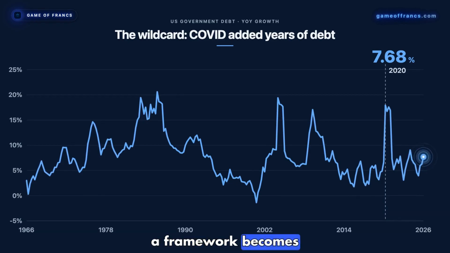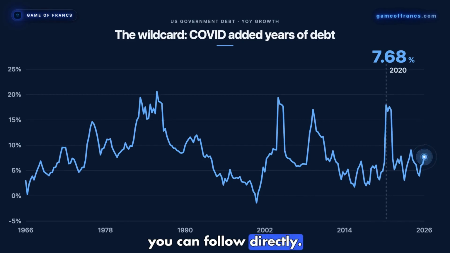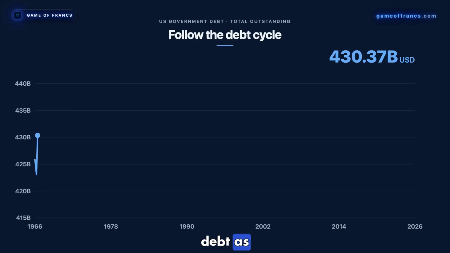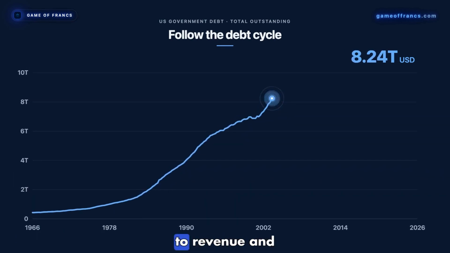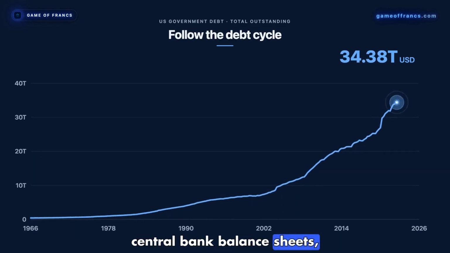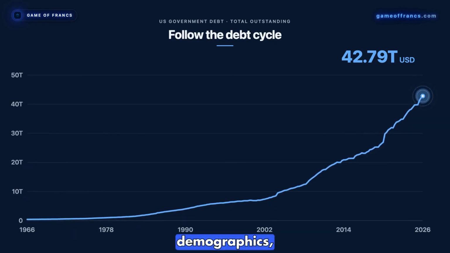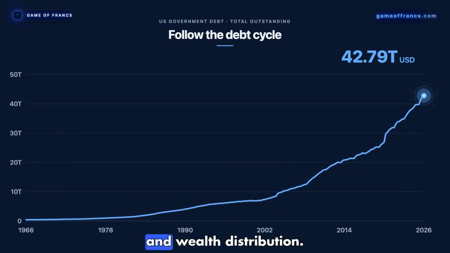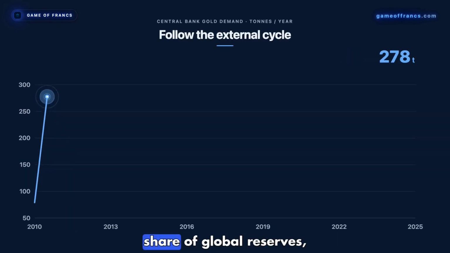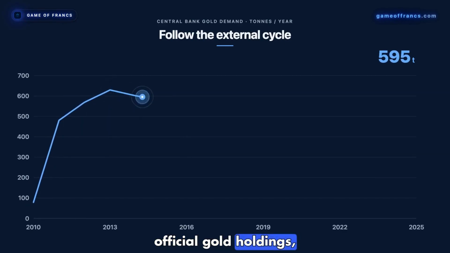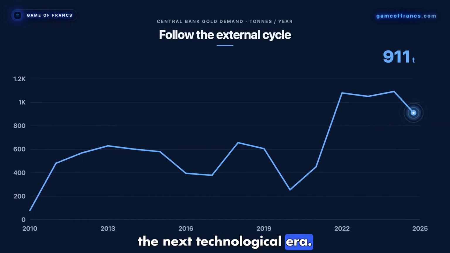So this is where a framework becomes a practice. Each cycle maps onto indicators you can follow directly. For debt as a share of GDP, the path of interest rates, the ratio of interest to revenue, and central bank balance sheets, read alongside inflation. For the internal cycle, demographics, the inflation trajectory, and wealth distribution. For the external cycle, each country's share of global reserves, official gold holdings, trade balances, and the critical minerals that underpin the next technological era.